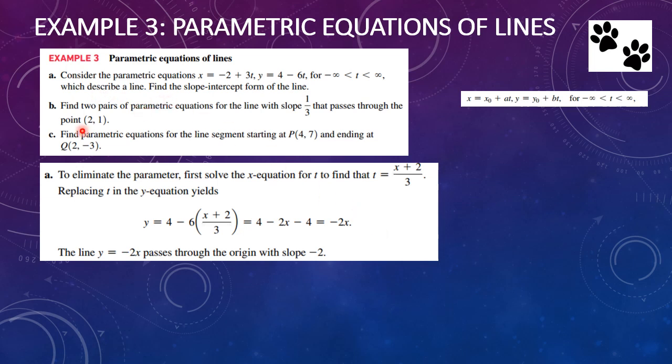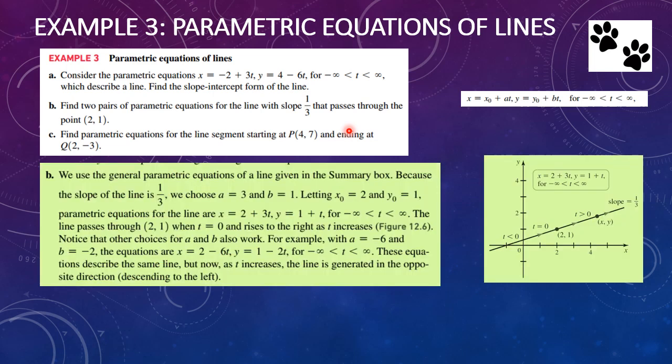Notice in part B, we want to find two pairs of parametric equations. We're given the slope, and we're given a point that it goes through. Okay, remember x sub 0 and y sub 0 is a point on the line, and b over a is represented by the slope. So we can use the general parametric equations that we see up here. And because the slope of the line is 1/3, we choose a equals 3, the denominator, and b equals 1, the numerator, so we have b over a, 1/3.